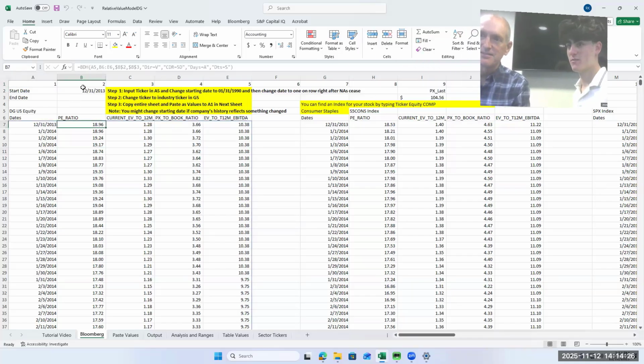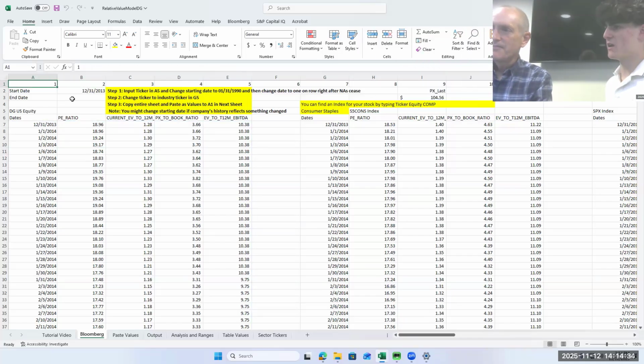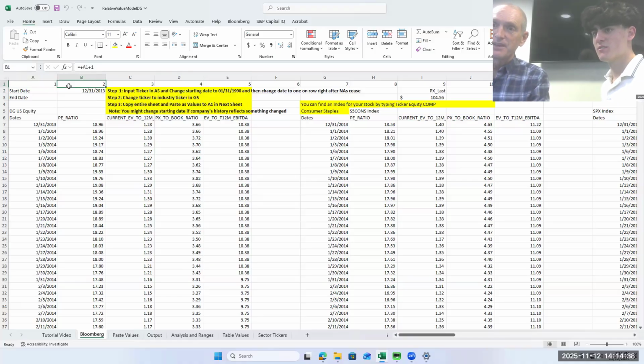What are you working on? This is a relative value analysis spreadsheet tied to Bloomberg. And how does it work? Well, it's really popular in finance. In college, you're taught to do what's called discounted cash flow analysis, but relative value is actually far more common than discounted cash flow analysis.